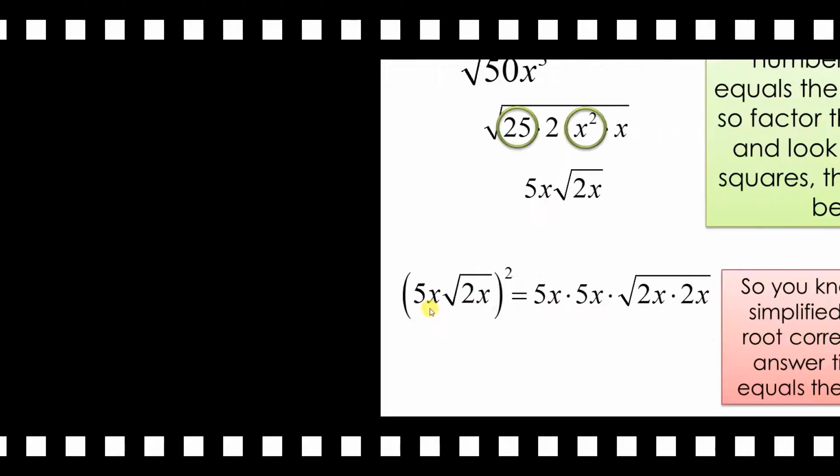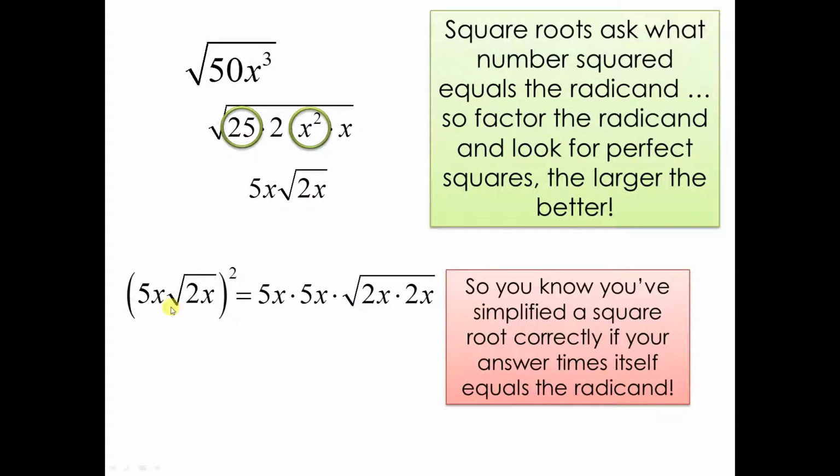We can check this by just taking our answer and squaring it. So 5x times 5x and the square root of 2x times the square root of 2x. That gives us 25x squared. This gives us the square root of 4x squared. Square root of 4 is 2. The square root of x squared is x. Putting it all back together, multiplying, yep, 50x cubed. This squared, 5x times the square root of 2x, does equal 50x cubed. So that's how I know it's the right answer.